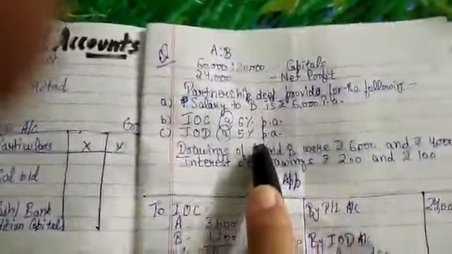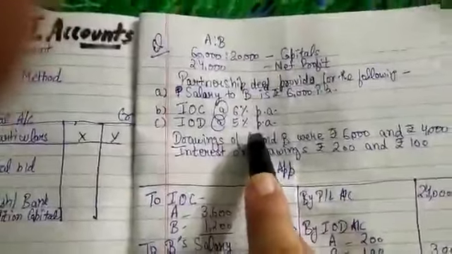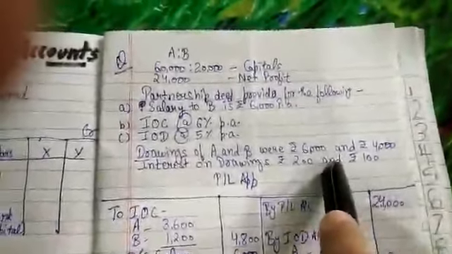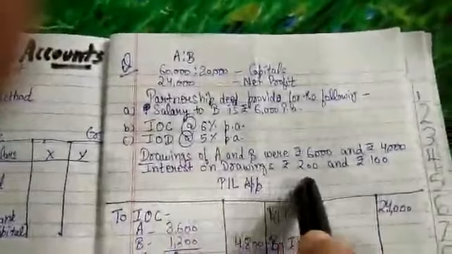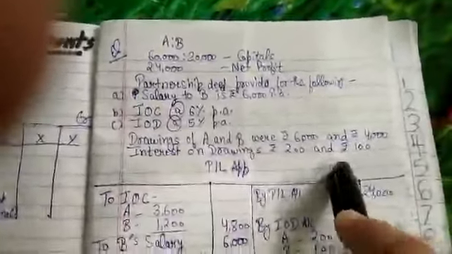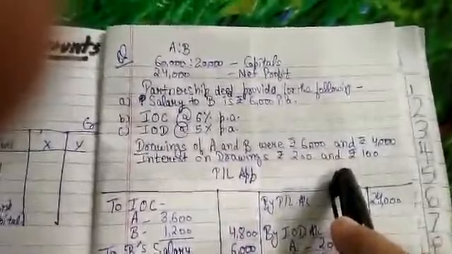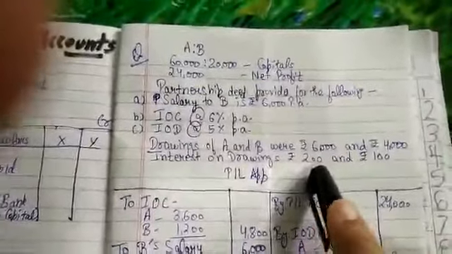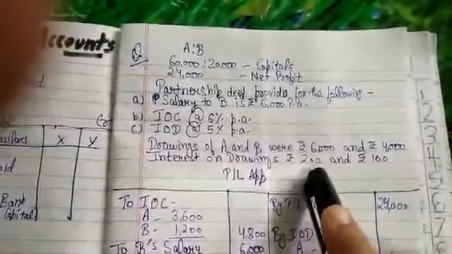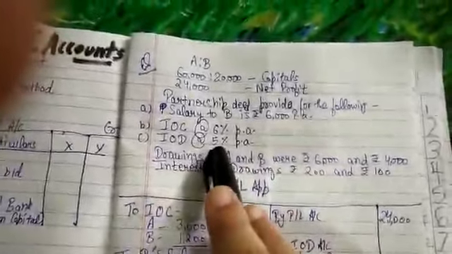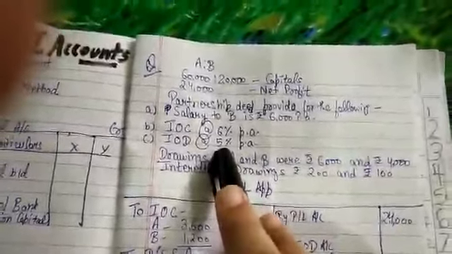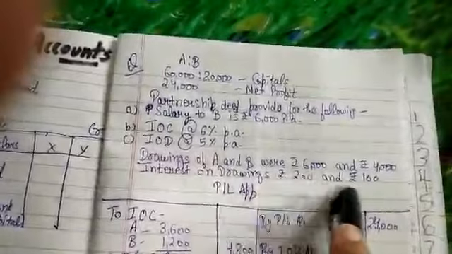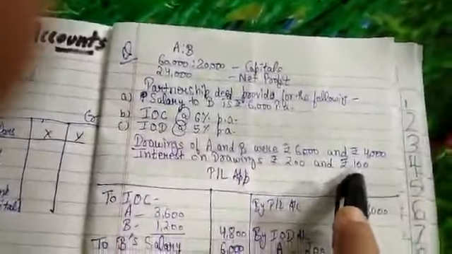Interest on drawings we have to pay 5% per annum, and drawings of A and B are 6,000 and 4,000. Interest on drawings is 200 and 100. As we have made it clear in the previous lectures, if interest on drawings is given in money terms, that means it is already calculated, and you need not calculate it from the percentage. Directly you will take this amount 200 and 100, right?